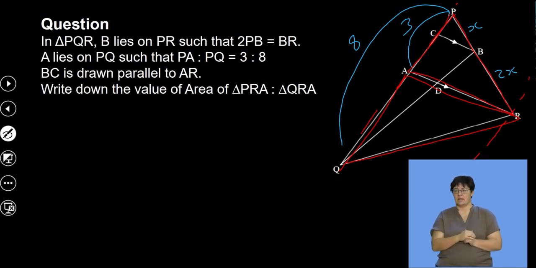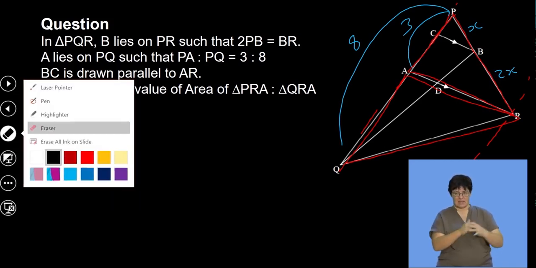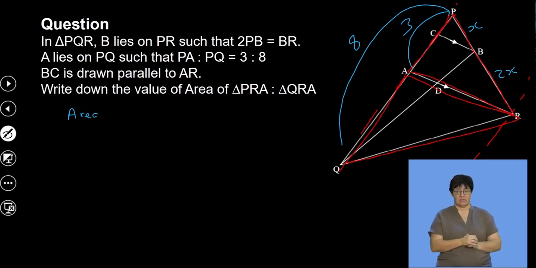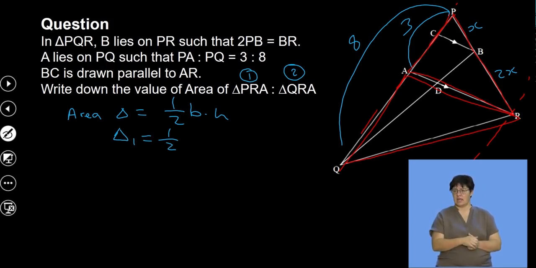So the height will be from R to that A there. Firstly, you write what is the area. Area of any triangle must be given by half base multiplied by height. I will call this number 1 and that number 2. For area number 1, for triangle number 1, it will be equal to half times the base of PRA, which will be the PA, multiplied by my height, which I do not know.